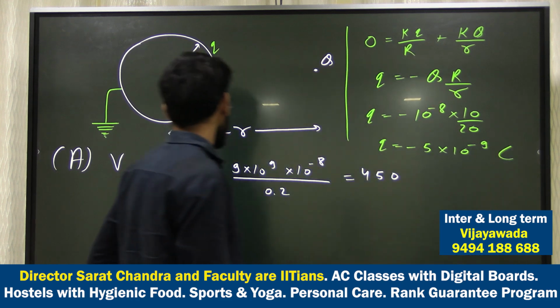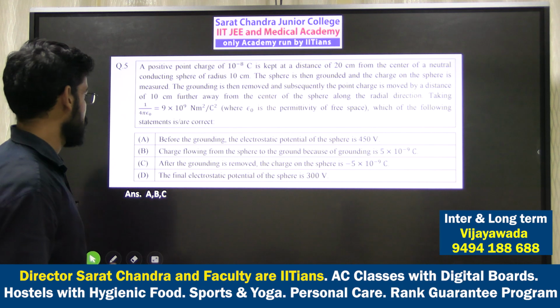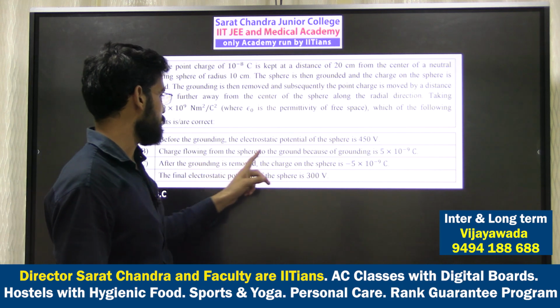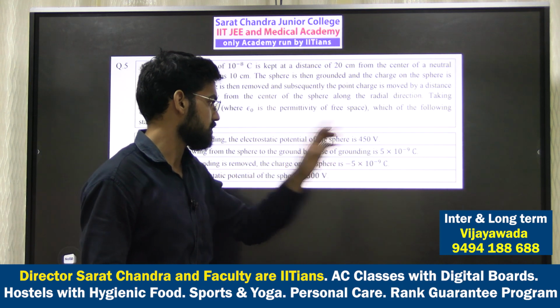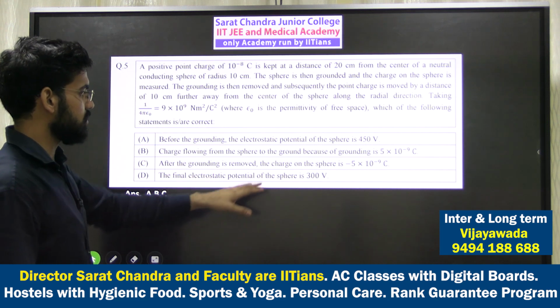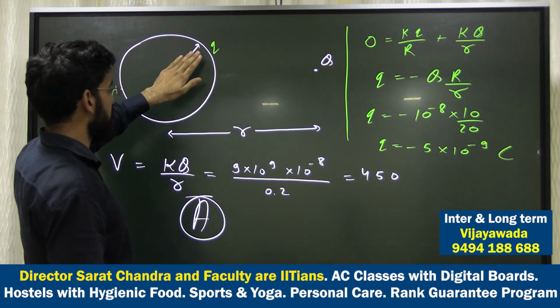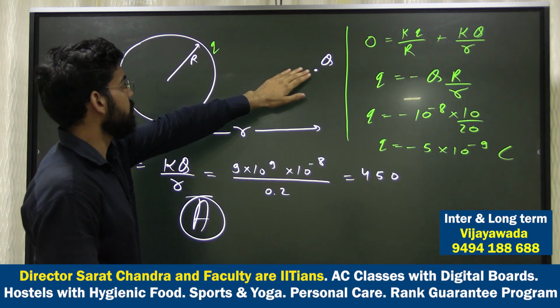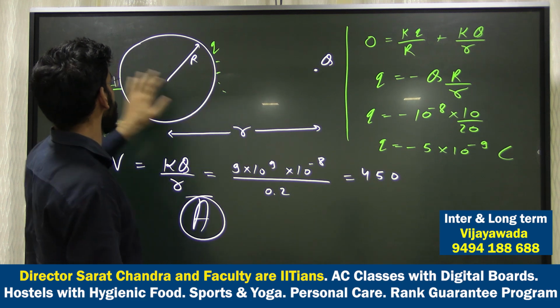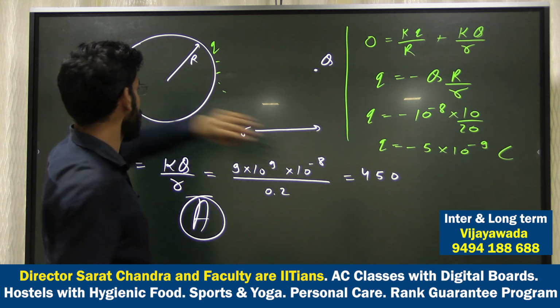Here on the sphere the charge is negative, so the charge that flowed is positive only, right? So the charge flowed from the sphere to the ground because of grounding is this. Correct. B option is also correct. After grounding is removed, the charge on the sphere is minus, right? When this charge came, positive charge, here there will be negative, here there will be positive. Then you grounded, positive went, negative kept. So negative is there, positive charge went.